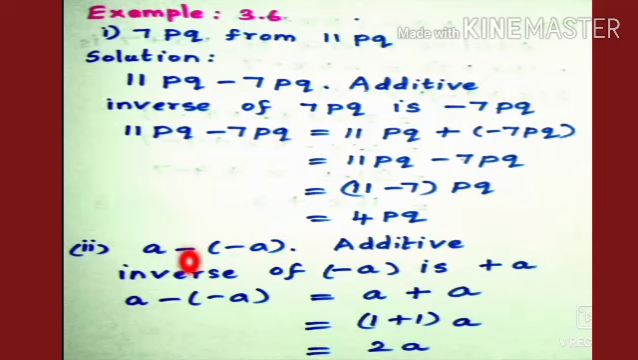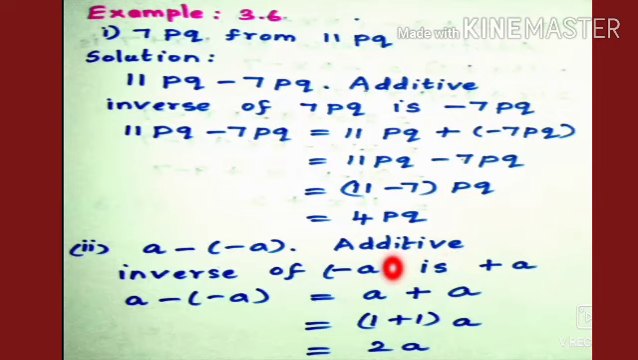Now a minus of minus a, that is, subtract minus a from a. First we have to find the additive inverse of minus a, which is plus a. When we subtract, we need to add the additive inverse of the second term to the first term. That is, the first term is a and we are adding the additive inverse of the second term, which is plus a. Therefore we get a plus a.